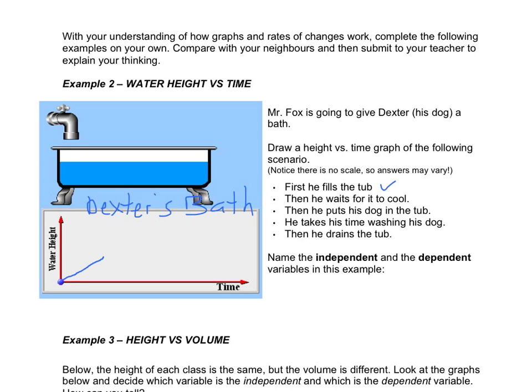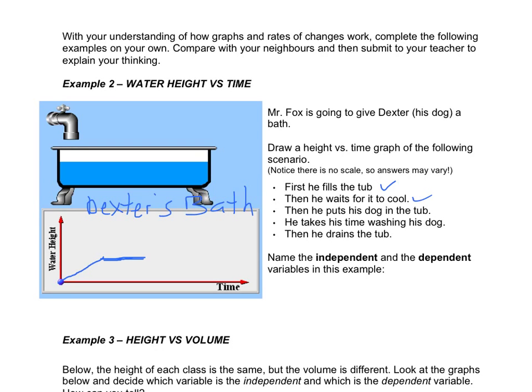Then he waits for it to cool. Again, this amount of time might be different for everybody. But while it's cooling, the height is staying the same, so we're going to have a horizontal line during that part. So we've done that one now.